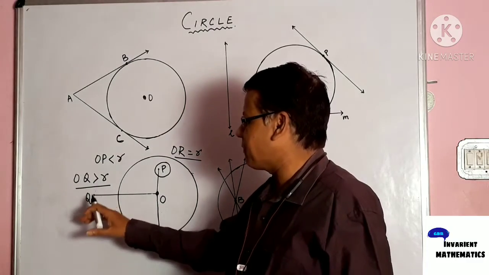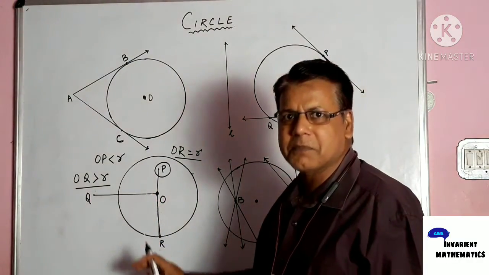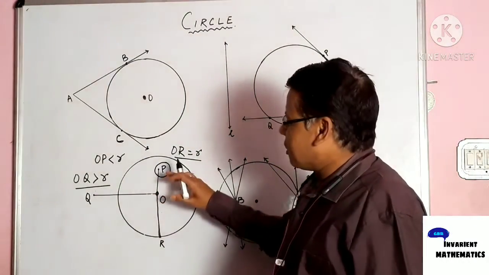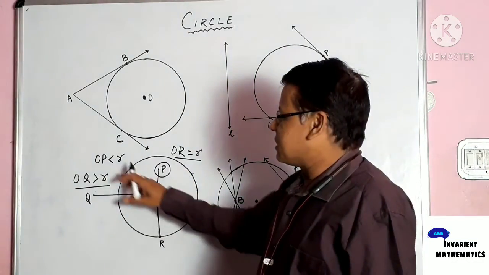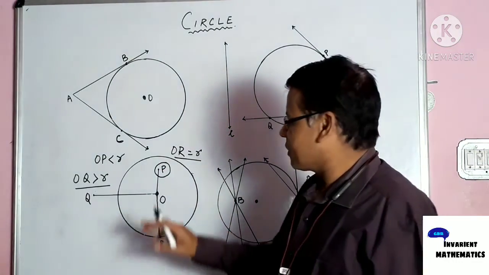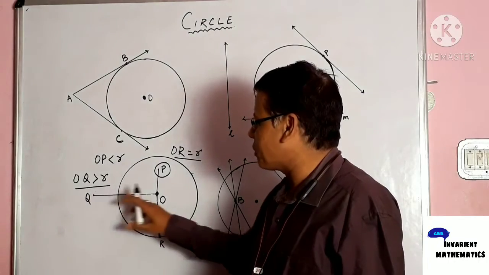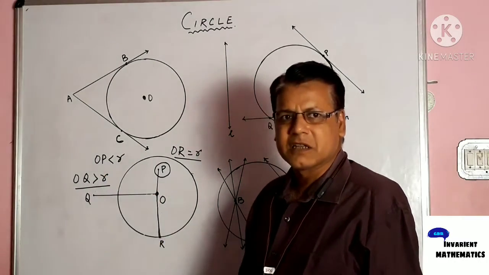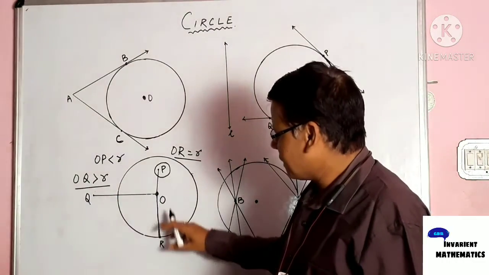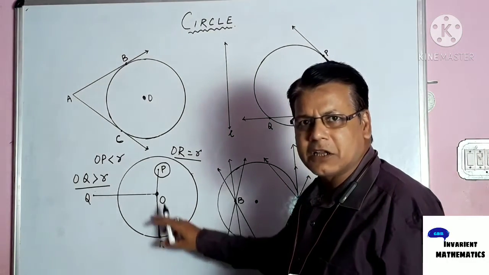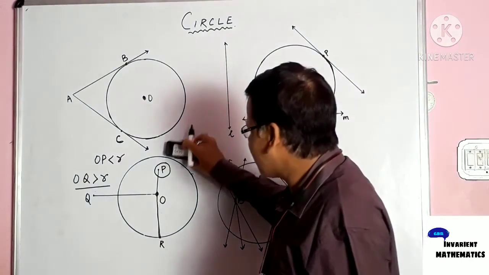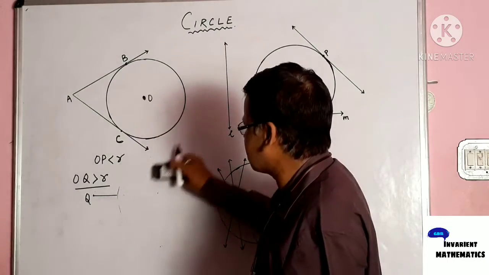So we conclude that to find whether a point is an exterior point, interior point or a point on the circle, we have to join the point with the center. If the distance between the point and the center is less than the radius, then it is an interior point of the circle. If the distance is greater than the radius, then it is a point in the exterior of the circle. If a point is on the circle, then the distance between the point and the center is equal to the radius. That is the first concept which we will meet when we enter into the chapter.